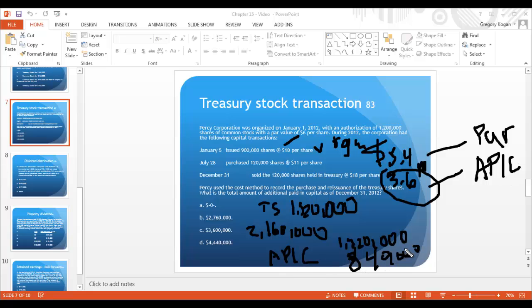The other piece of that is the gains on treasury stock transactions, which in this case is 2.160 minus 1.320, equals 840. And the 840 is also additional paid in capital. So 3.6 plus the 0.84, you sum them up, that's your total additional paid in capital. And the correct answer here is D, 4,440,000.